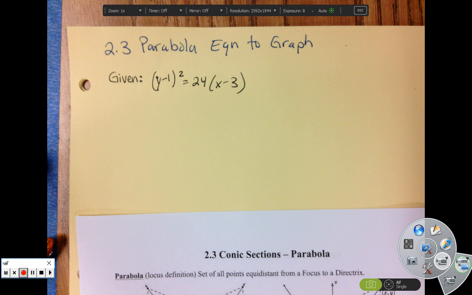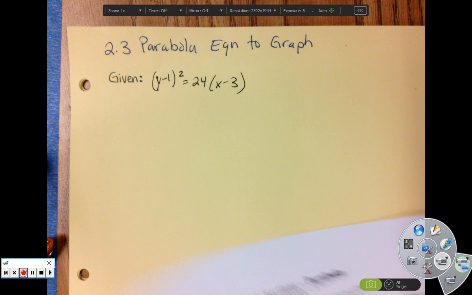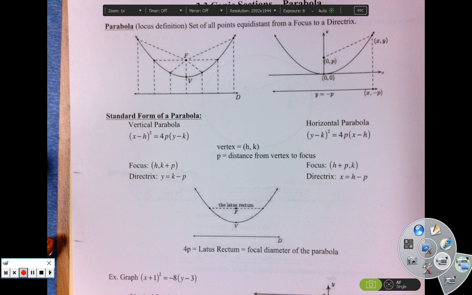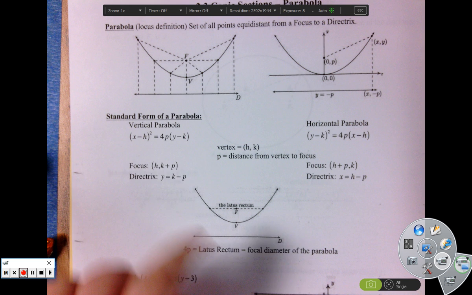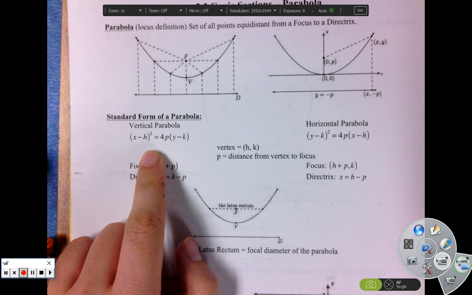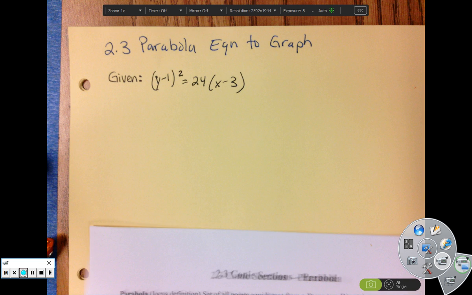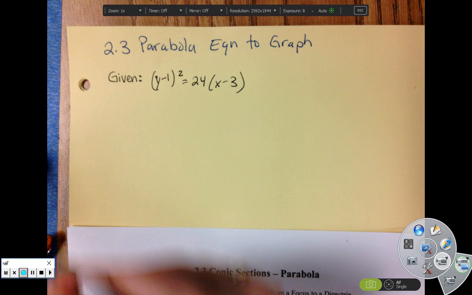Now, if you're working on your homework, what you need to do is look on the first page of the notes of the homework. On this, you'll see they identify our different parabolas. We have two types. We have vertical parabolas, they're going to open up and down, and horizontal parabolas, they're going to open right and left. So the first thing we need to do is identify what type of parabola it is. So we want to know the orientation.